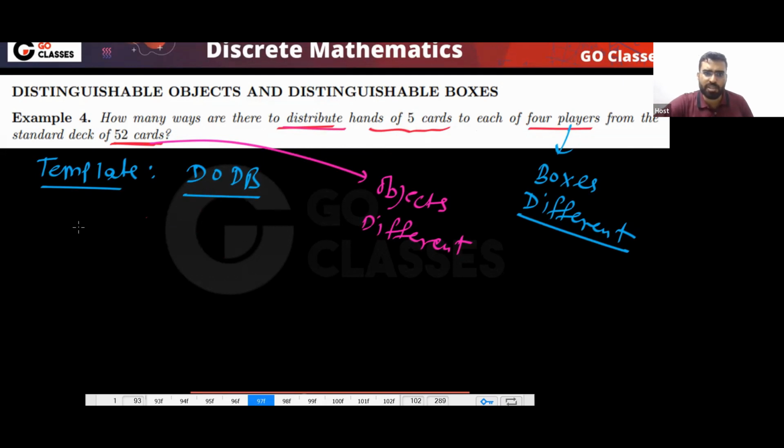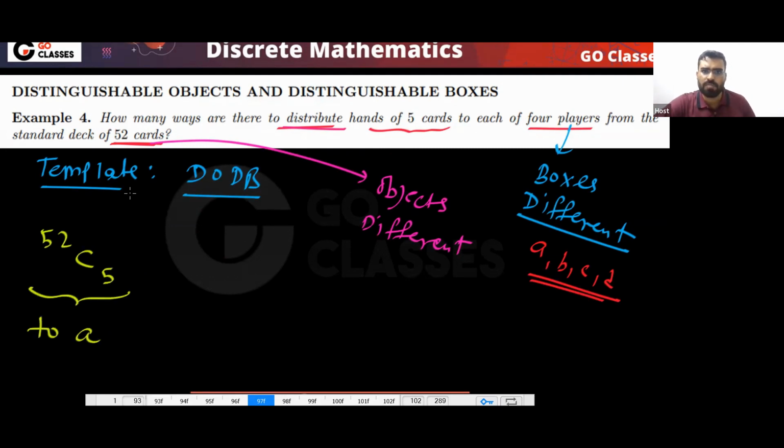So total 4 players you have, A, B, C, D. These are the 4 players. Then what can I do? From 52 cards, I can select 5 cards and give them to A. Yes or no? From 52 cards, I want to give 5 cards to A, 5 cards to B, 5 cards to C, 5 cards to D.